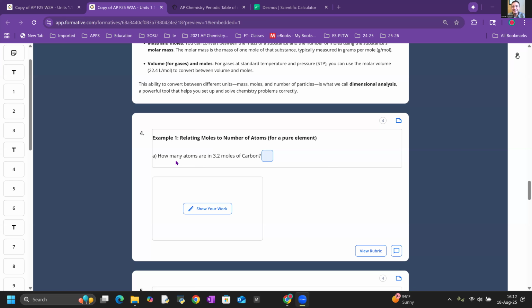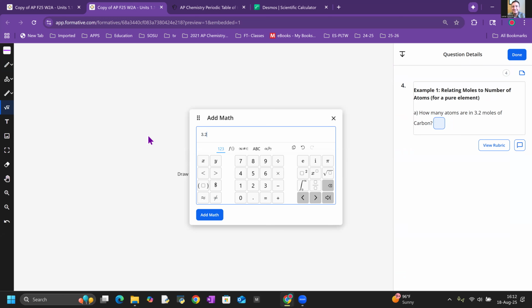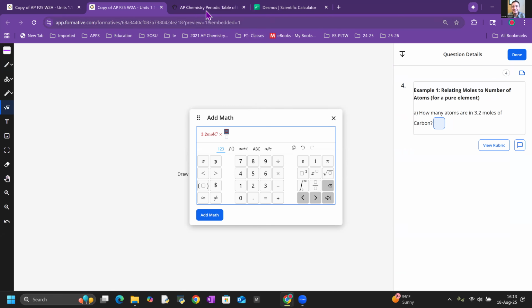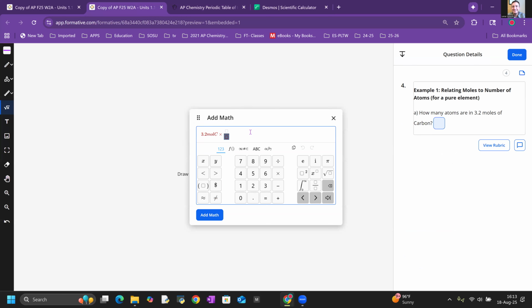But let's go ahead and look at question number 4, and we'll maybe hit some of those ideas as we go through these. Relating the moles to the number of atoms for a pure element, it says how many atoms are in 3.2 moles of carbon. So what we'll do here is start with the given, 3.2 moles of carbon. Then all we're going to do is use our periodic table to convert from moles to atoms. We want to know how many atoms. So we know that in carbon, 12.01 grams, well, we'll say 1 mole.